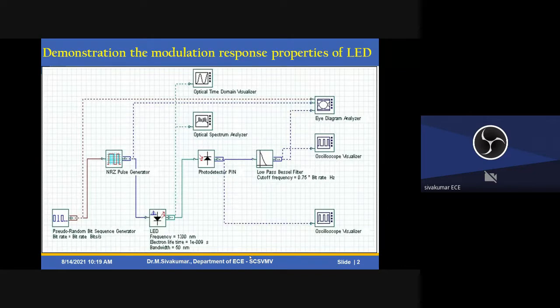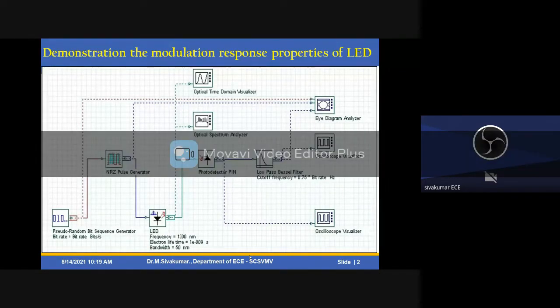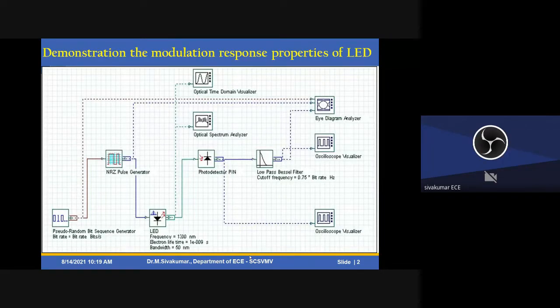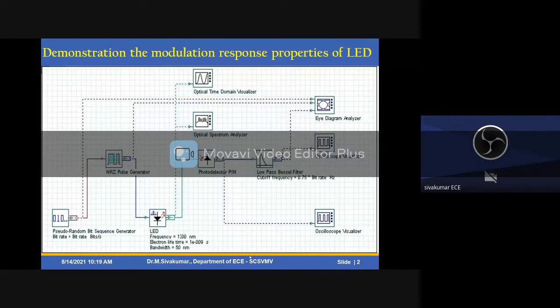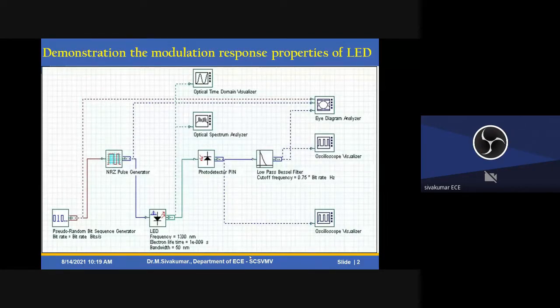Then after the LED, you connect a photo detector, a PIN photo detector. The next one, here also no need to change any parameter or adjustment with the PIN photo detector. Then the next one, low pass Bessel filter. Here also low pass Gaussian filter, low pass Bessel filter, there are so many filters. After this, at the receiver section, you need to analyze this block. This is the important thing. Here low pass Bessel filter, low pass Gaussian filter, and some other filters are there. So just check with the low pass Bessel filter.